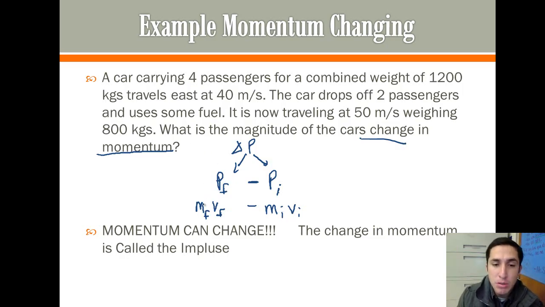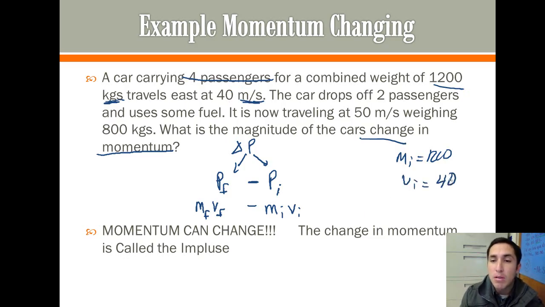So final momentum is equal to final mass times final velocity. Subtract our initial momentum, which we find by getting the initial mass and the initial velocity. So let's go. Let's create some stuff over here. As we read the story, what do we see? 4 passengers. I don't really care about that. Combined weight of this much kilograms. Okay, I like that, kilograms. So that must mean that 1200 is some kind of mass. Is that the initial mass or is that the final mass? It is going to be initial mass because it's what they started off with. So you got your MI is equal to 1200. It travels east at this many meters per second. So that 40 has got to be your VI because it's right there with your MI.